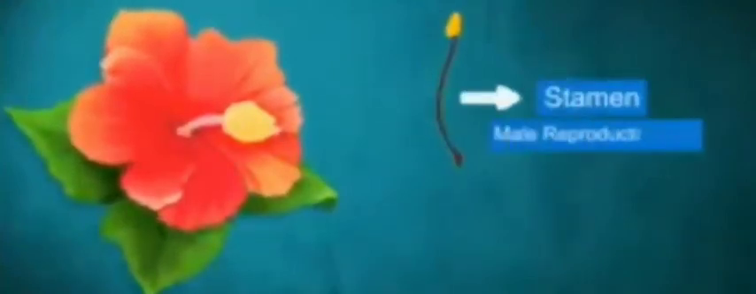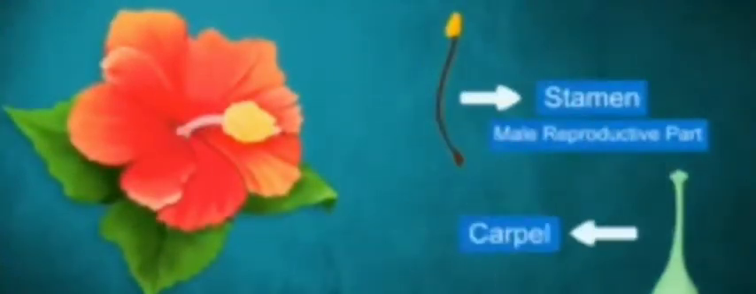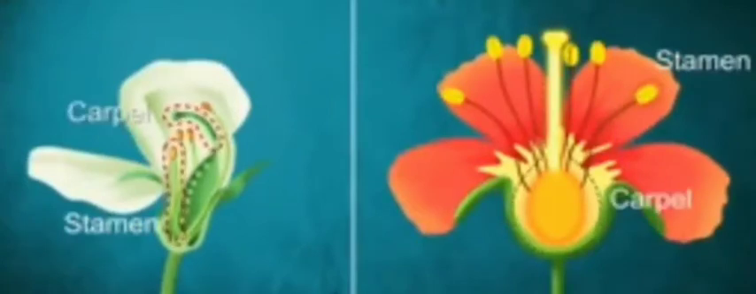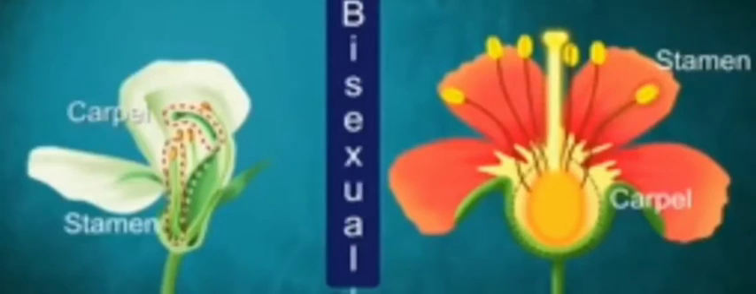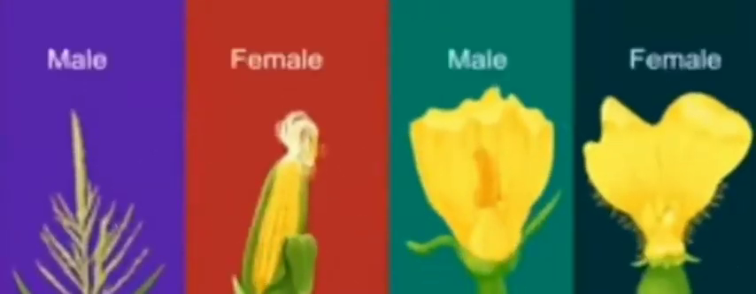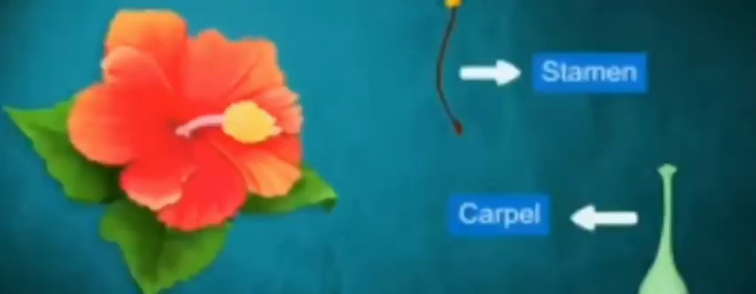Reproductive part of angiosperms. The reproductive parts in flowers are the stamen, the male reproductive part, and the carpel, the female reproductive part. When the stamen and carpel are present in the same flower, that's called bisexual. So both reproductive organs are present in the same flower. While when the reproductive organs are present in different flowers, so each plant bears a single reproductive organ, that's called unisexual.